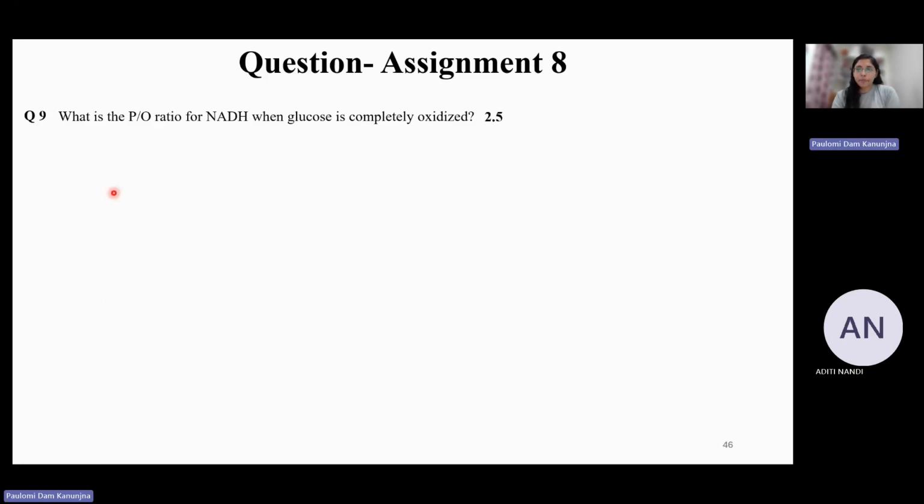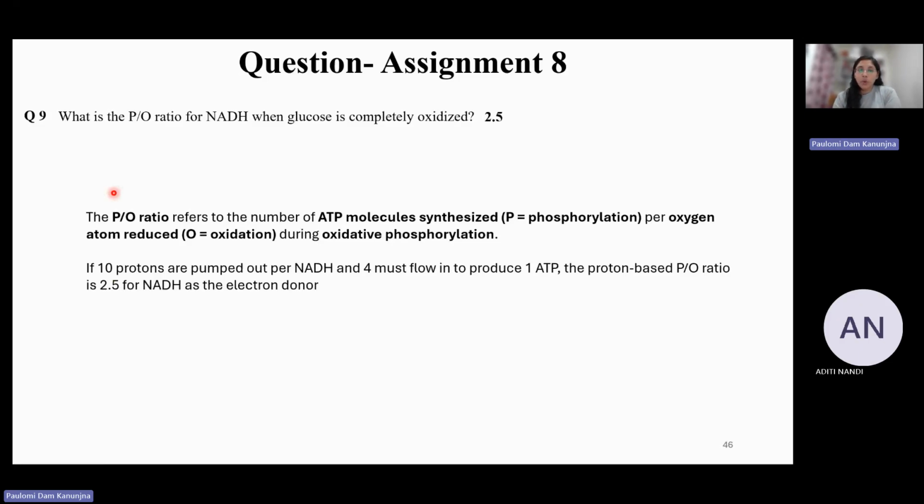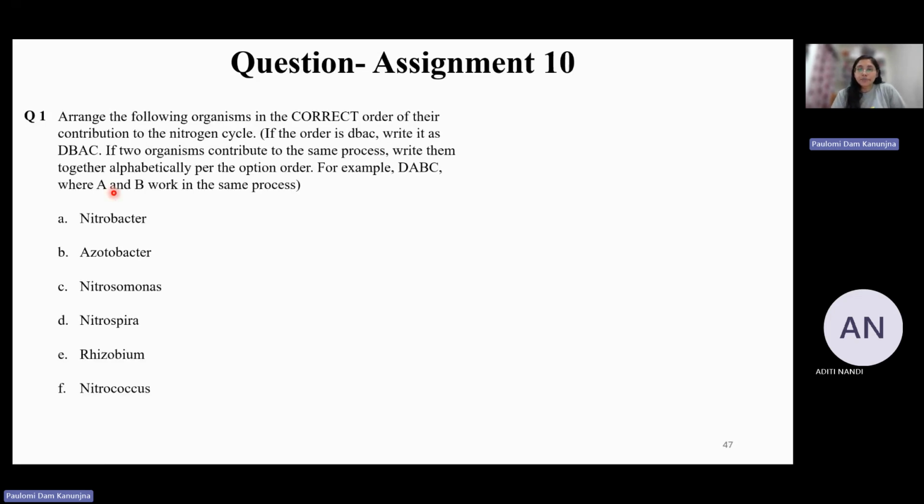2.5. Fantastic. Exactly. So basically, the P by O ratio, the name itself, refers to ATP molecules that are synthesized. And what is P in that? It's phosphorylation per oxygen atom reduced. So phosphorylation by oxidation, and that's where the term oxidative phosphorylation comes from. For NADH, when you look into the ETC, you will see 10 protons are pumped out per NADH, but at the same time, 4 are moved inside for ATP generation, right? So overall, the P by O ratio is 10 by 4, which is 2.5. Yeah, fantastic.